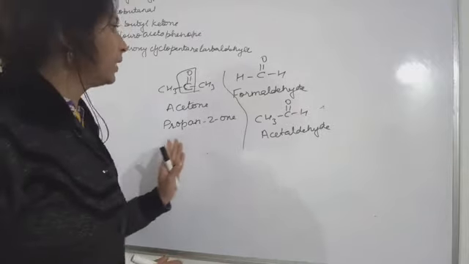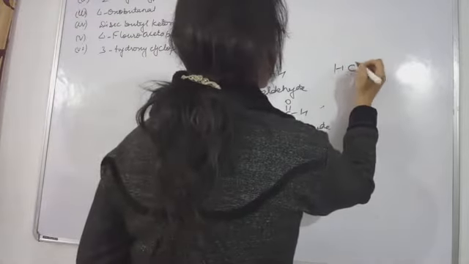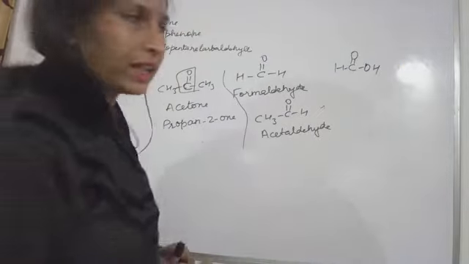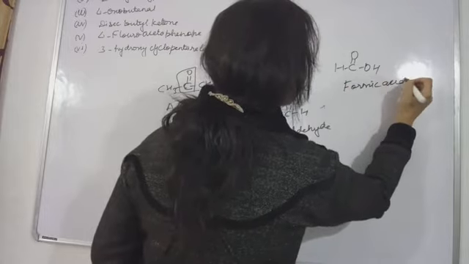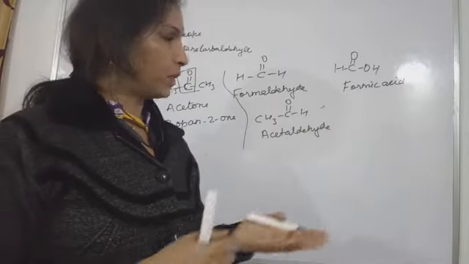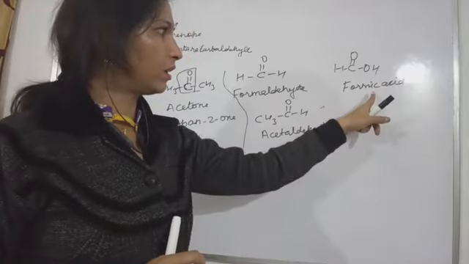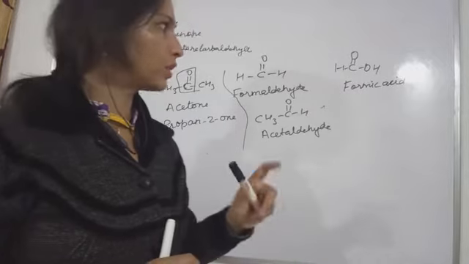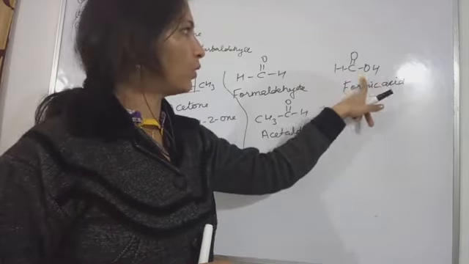So this was about the ketonic group. This is the aldehyde group, and if you are asked to write the smallest carboxylic acid, that will be formic acid. The common name is formic acid. This formic word also comes from formica, the red ants. This formic acid is present in them, and because of that this name originated from those ants. So this formic acid is HCOOH.